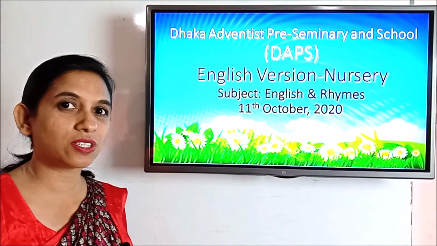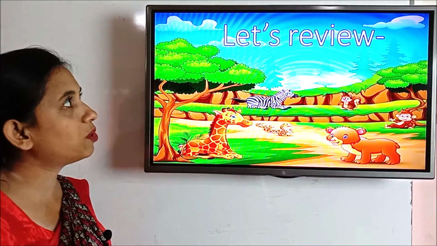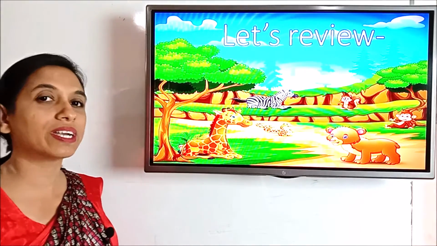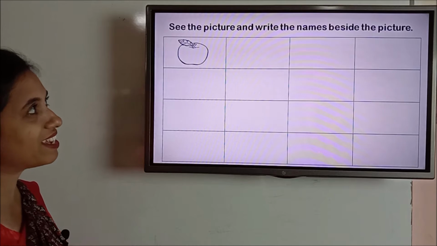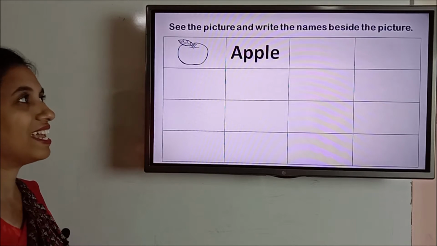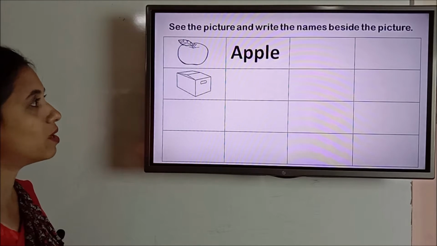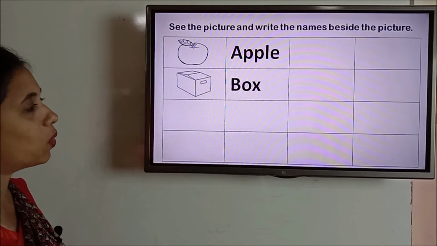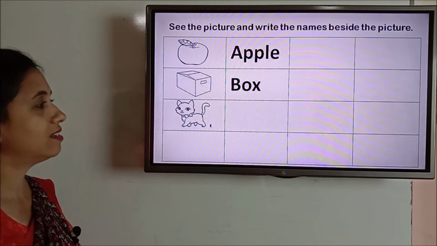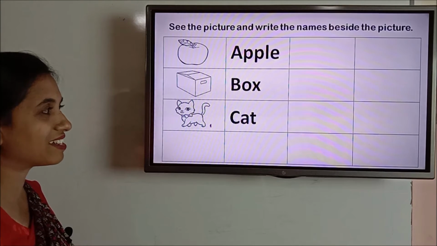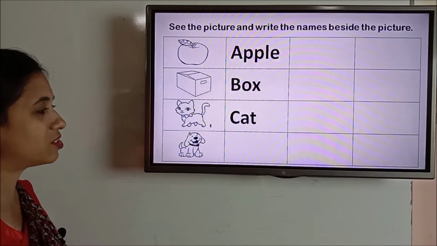Okay, we're going to learn our English and rhymes today. So, let's review before our new lesson. Apple. Can you tell me what the spelling? A-P-P-L-E. Apple. Next one, box. B-O-X, box. Next one, cat. C-A-T, cat. What is next one? Yes, dog. D for dog.